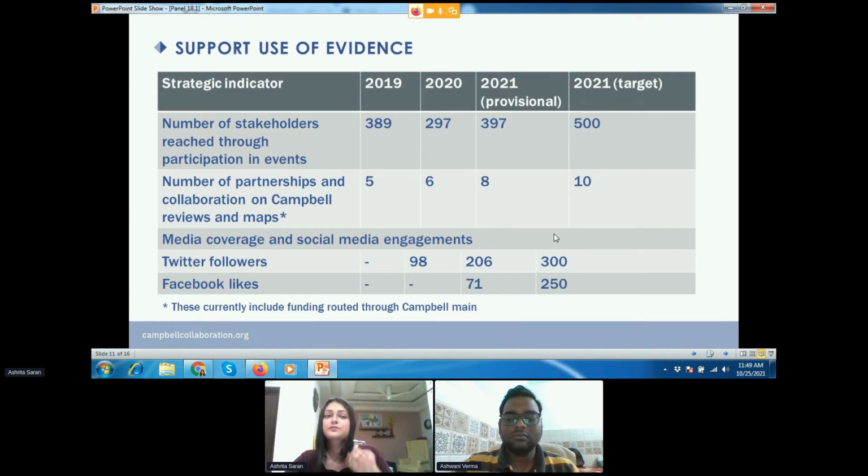We also try and support the use of evidence by disseminating the research across social media. And we have been doing it through Twitter and Facebook. You can see the numbers increasing in terms of followers and in terms of engagements as well through these Twitter and Facebook posts.